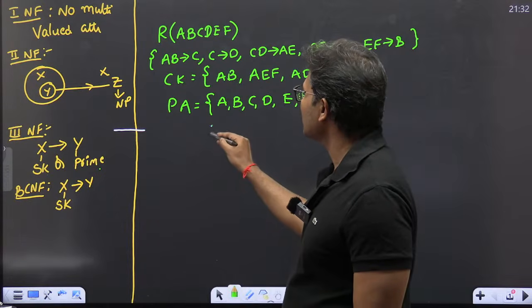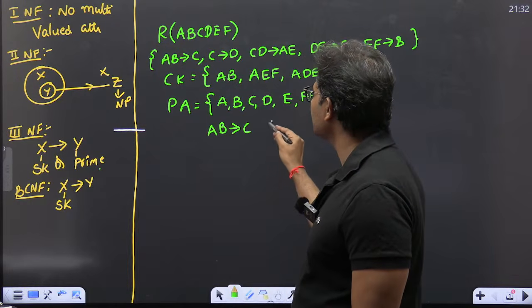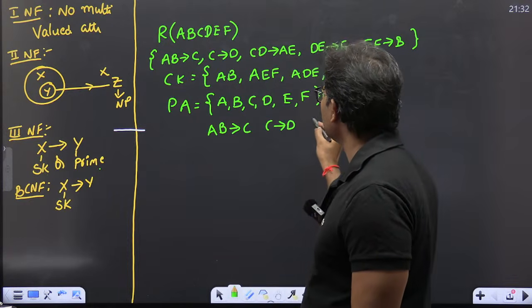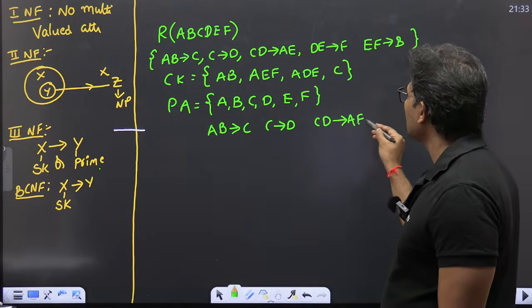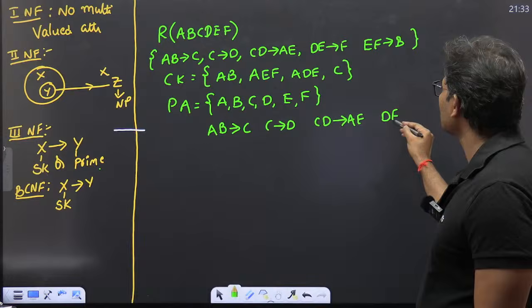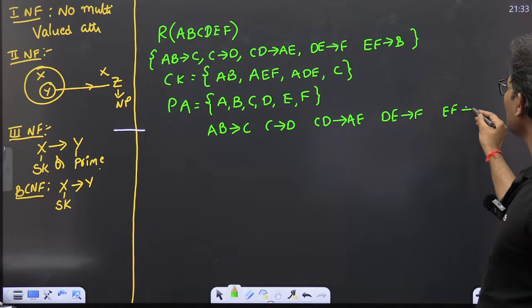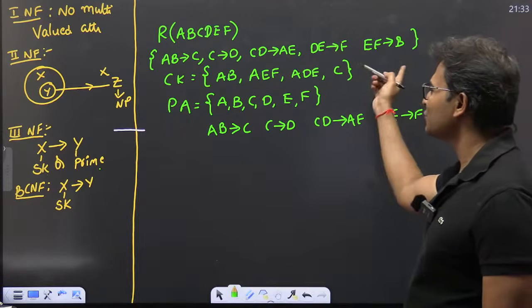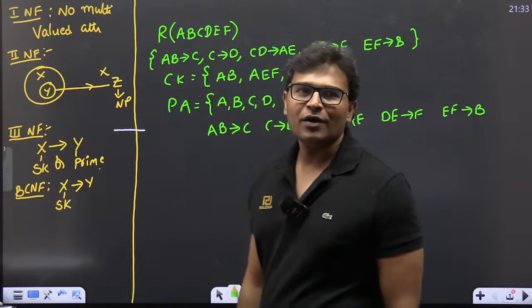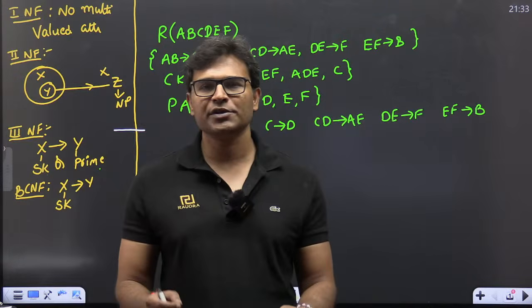So, what are the functional dependencies? AB determines C, C determines D, CD determines AE, DE determines F, EF determines B. Don't worry, in exam they will not give you these big questions, okay? For practice purpose, I am taking very big questions, but in exam all the questions are simple.